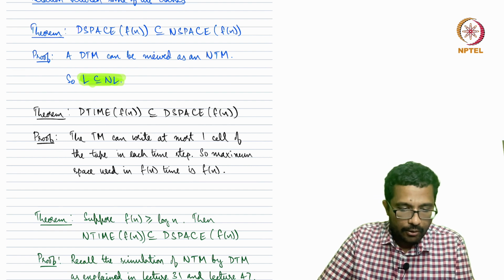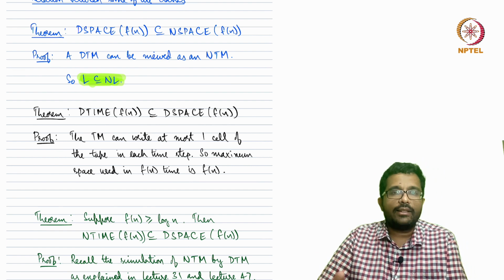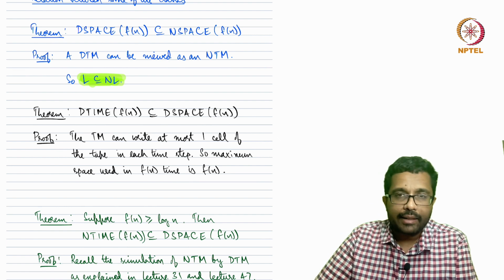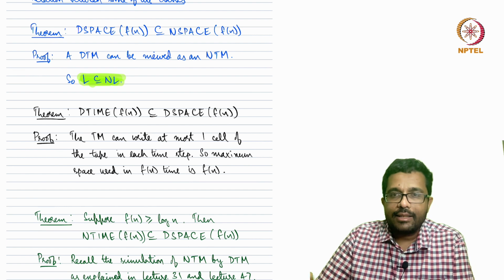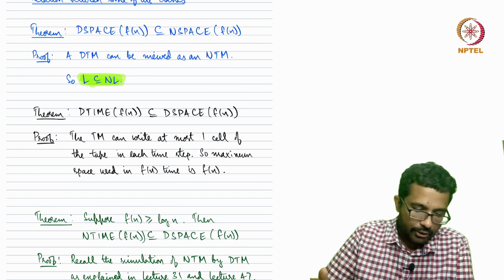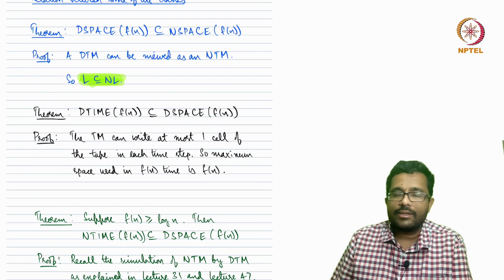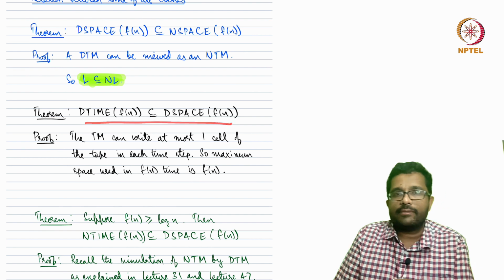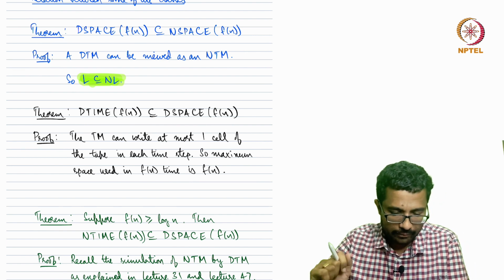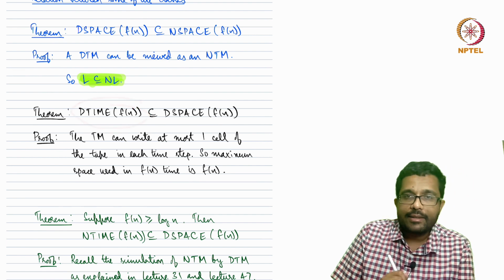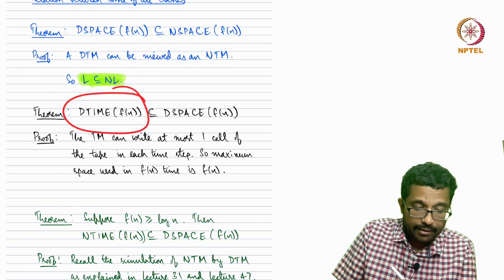So the Turing machine that decides the language in O(f(n)) time is already limited to O(f(n)) space. The maximum space used by the same Turing machine is O(f(n)). Hence, DTIME(f(n)) is contained in DSPACE(f(n)). This is also fairly straightforward. Now the next thing: instead of DTIME(f(n)), one may ask, what if we had a non-deterministic time Turing machine?